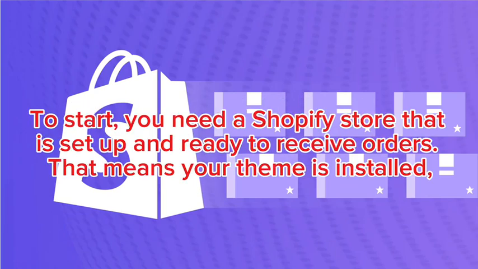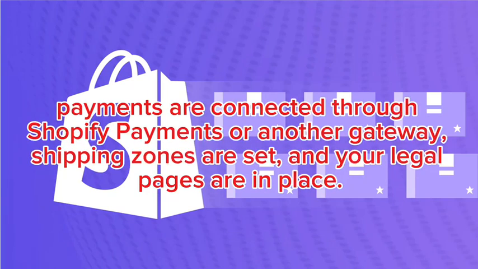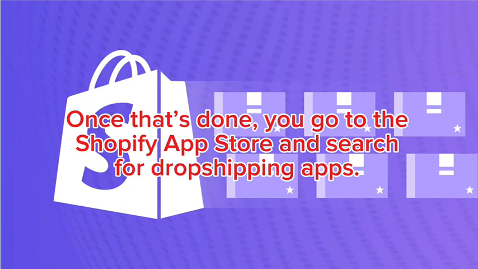To start, you need a Shopify store that is set up and ready to receive orders. That means your theme is installed. Payments are connected through Shopify Payments or another gateway. Shipping zones are set and your legal pages are in place. Once that's done, you go to the Shopify App Store and search for dropshipping apps.